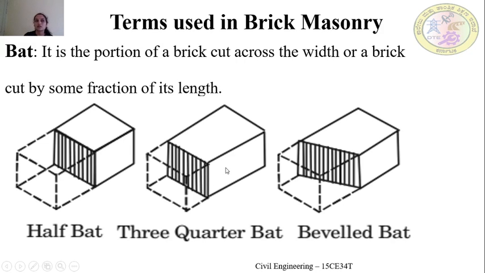Okay. So in bat also there are so many brick bats available. See, this was a full brick, and in this full brick exactly half of the brick is removed widthwise. Then that is called as the half bat. And here also you can observe the quarter portion of the brick is removed widthwise, then the remaining portion is called as the 3/4 bat. And beveled bat means here from the center of the longer length, a splay is given to the other side at an angle of 45 degree, and that is called as the beveled bat.